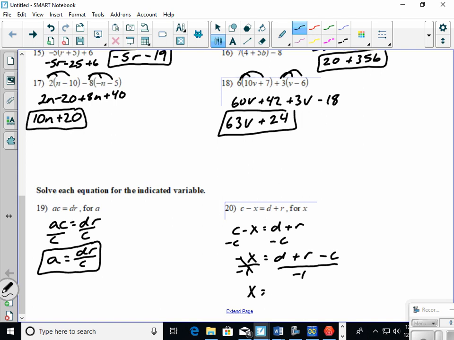So we have positive d is going to become negative d. Positive r becomes a negative r, and negative c will become a positive c.